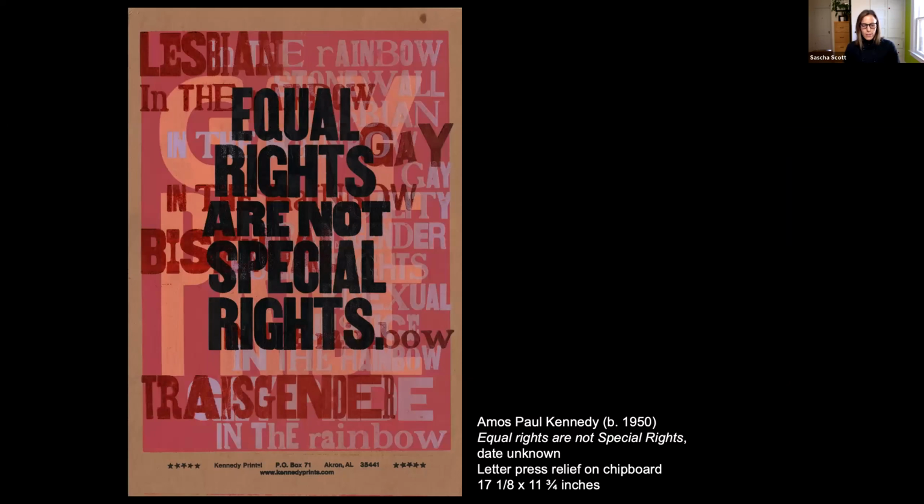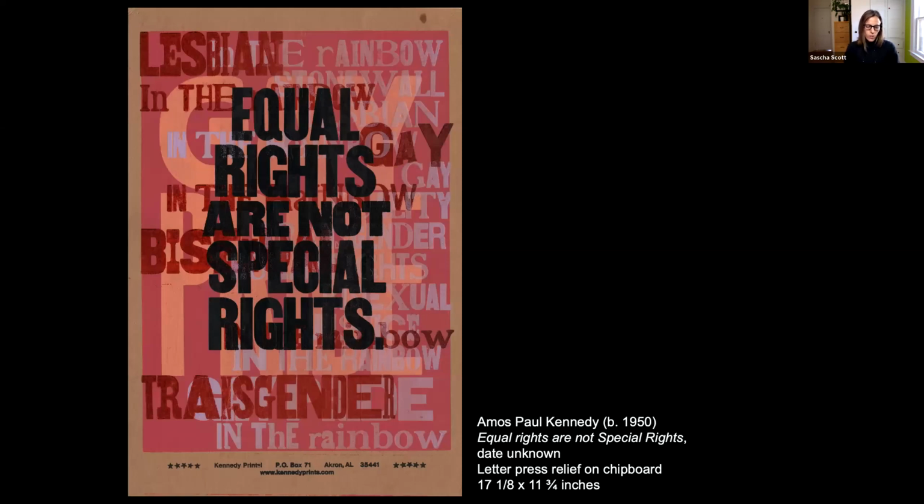So as Emily suggested, we critically engage with the works of art in the SU Art Museum collection. And here we were just sort of trying to think about both the power and the paradoxes of social and political critiques by these artists. So the print you see here challenges widespread hate and violence against LGBTQ plus communities. And this is by Amos Paul Kennedy, and he proclaims equal rights are not special rights.